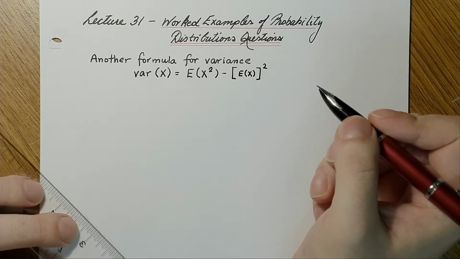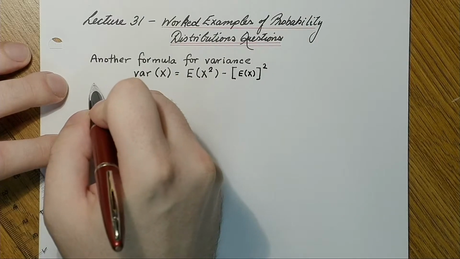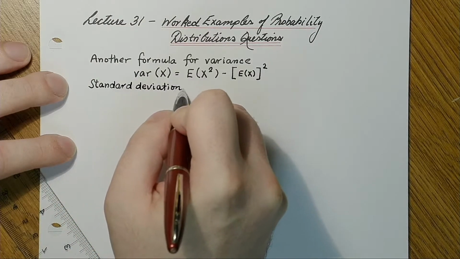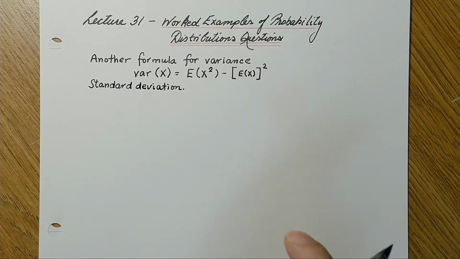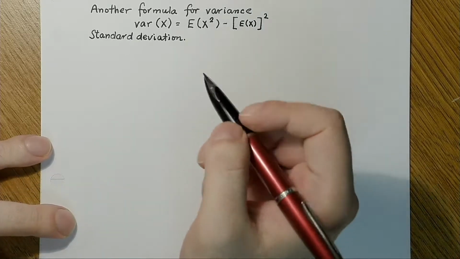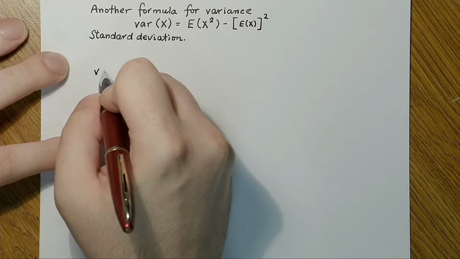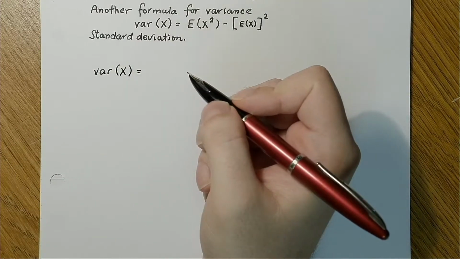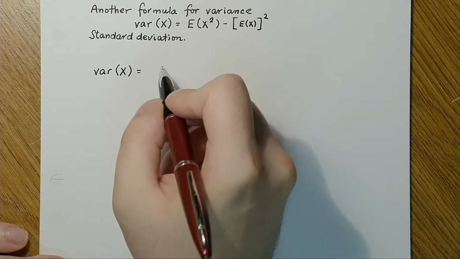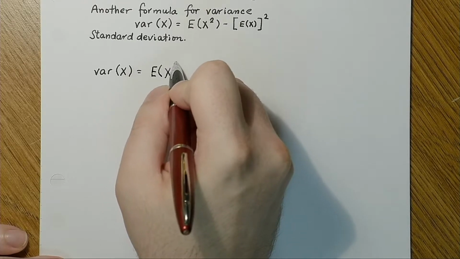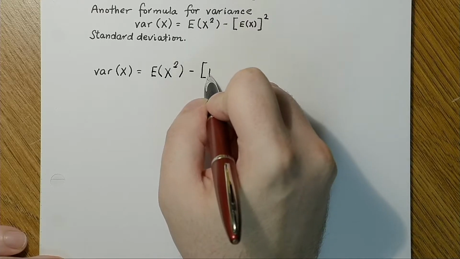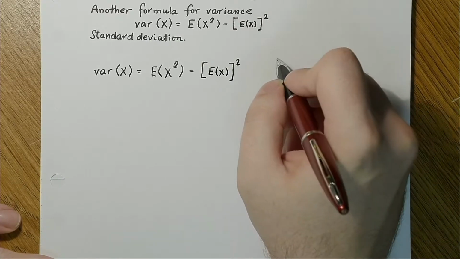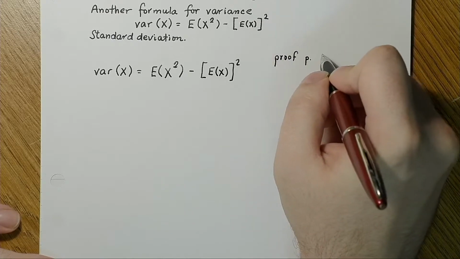So there's another formula for variance that we'll go through. And we also have to talk about the standard deviation. So going through that variance formula, again, remember the variance of a random variable x is the spread, or how much on average it is from the expected value. If you're interested to see why this is true, the proof of this is on page 411.